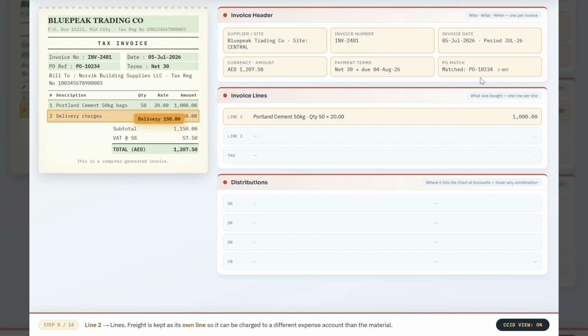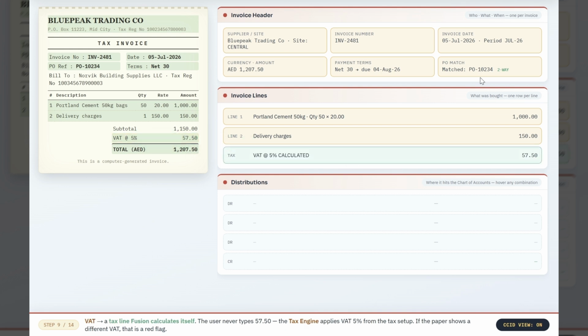Line 2, freight, kept as its own separate line so it can hit a different expense account than the material. And wait, look carefully. The user never types the tax. The tax engine calculates it automatically from the tax setup. If the paper shows a different tax amount, that's a red flag. In India, imagine the same logic with GST.